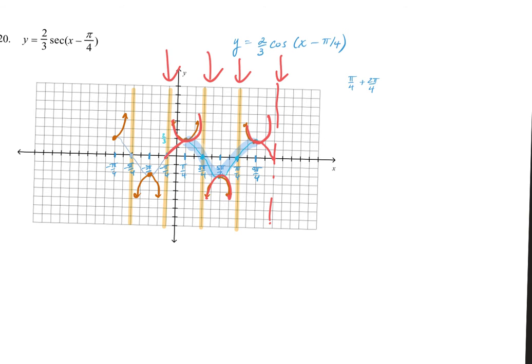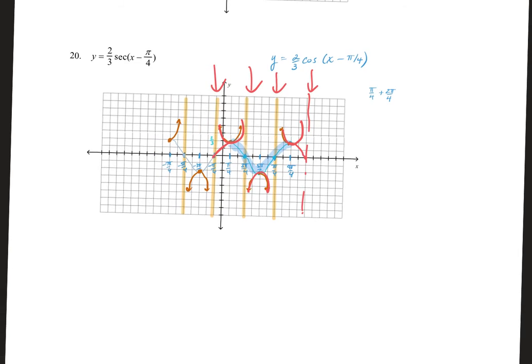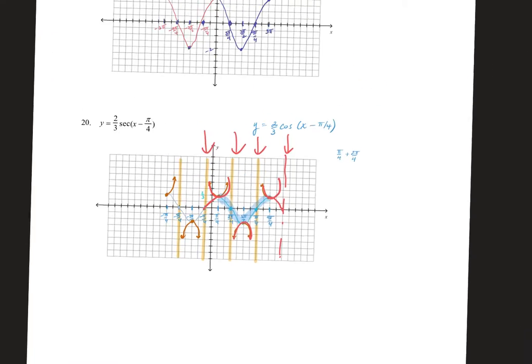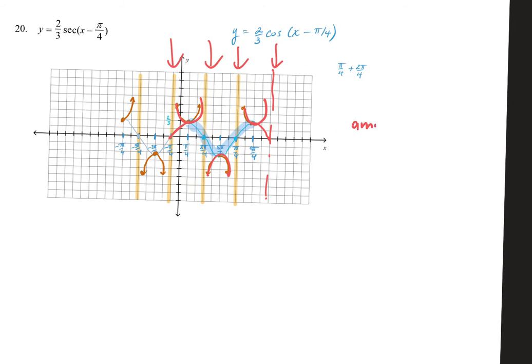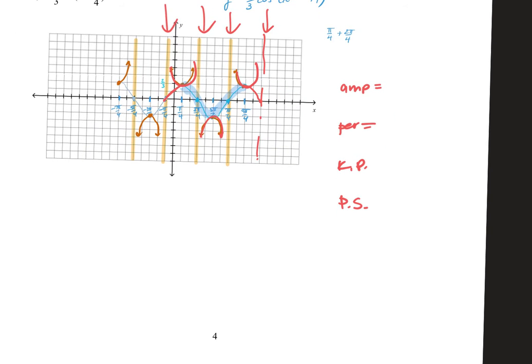So when you do these on your test, what I'm looking for is your amplitude. I'm looking for the period. I'm looking for the work for the key points. If there's a phase shift, you're going to add it on. And if there's a vertical shift, you want to identify it. Then you want to draw your graph and then graph it. There's lots of space for work on those questions, and that's the kind of work I'm looking for.